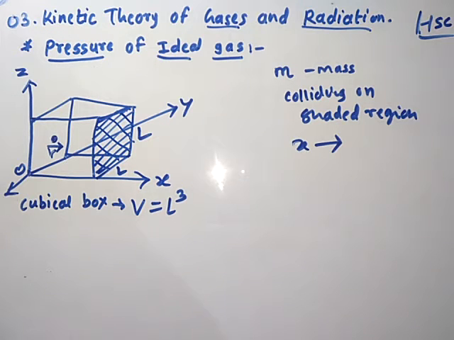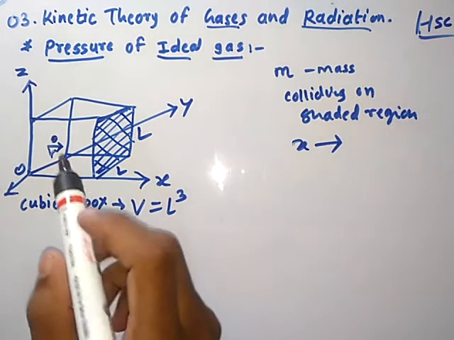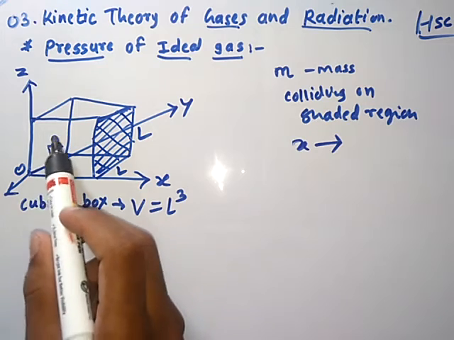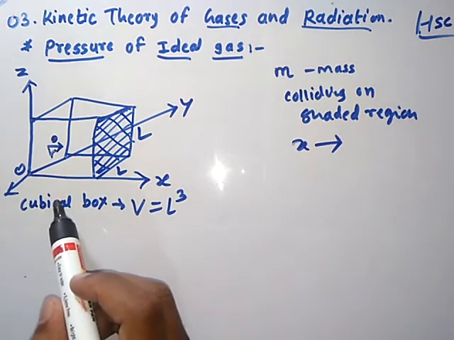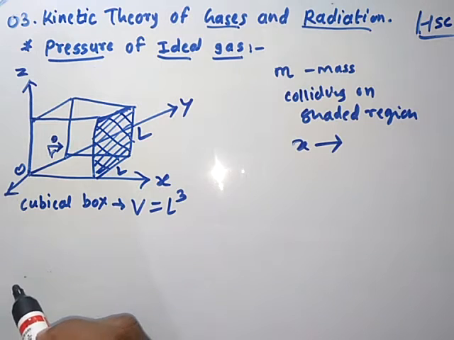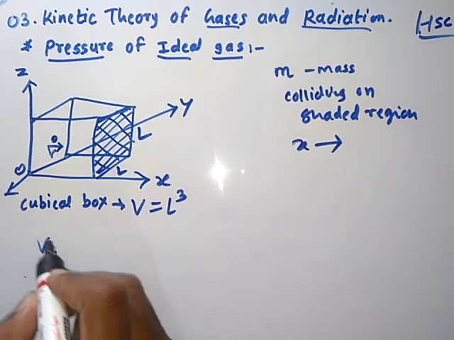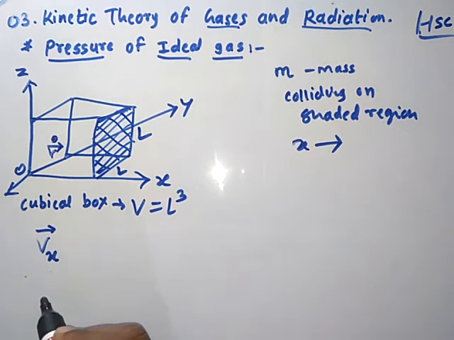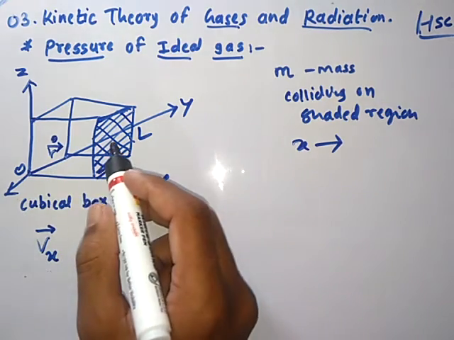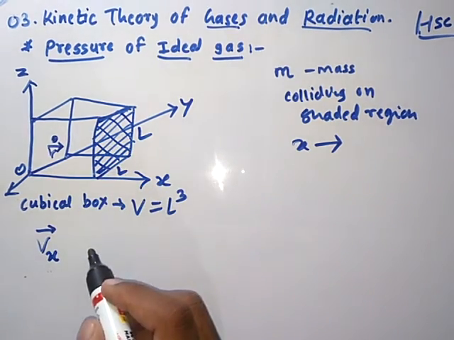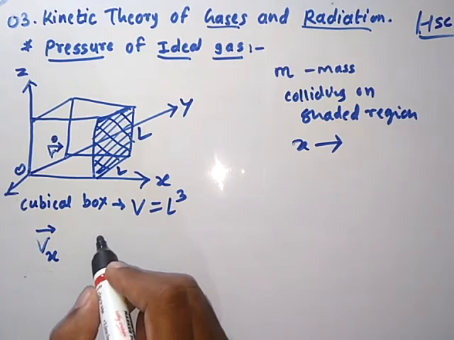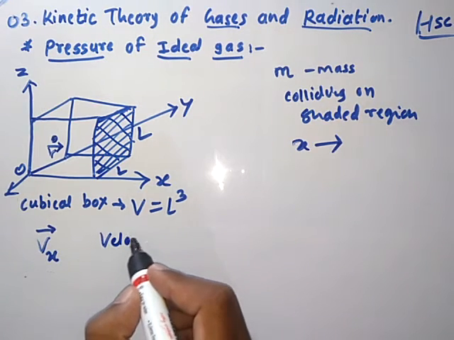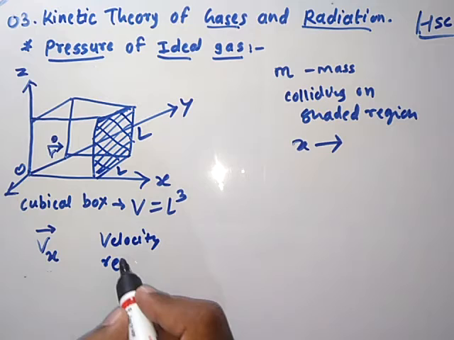Now consider this molecule moving towards the shaded region. It has velocity positive vx bar. When that molecule collides with this shaded wall, what happens? Its velocity is reversed.